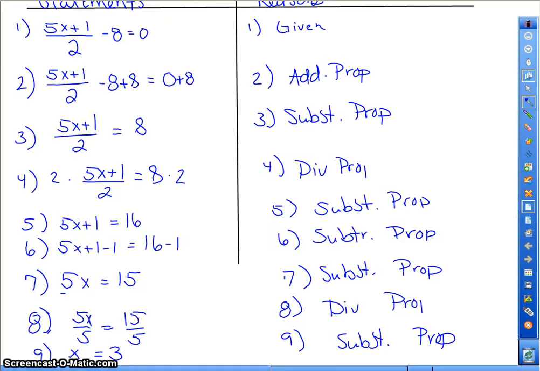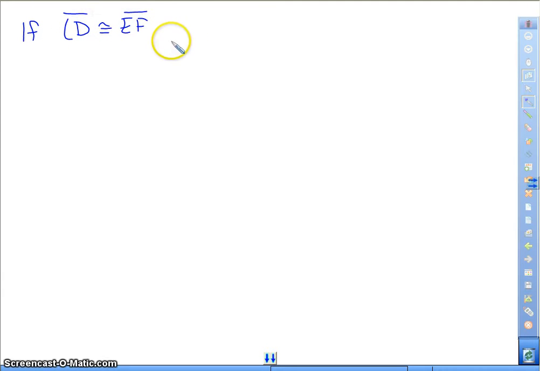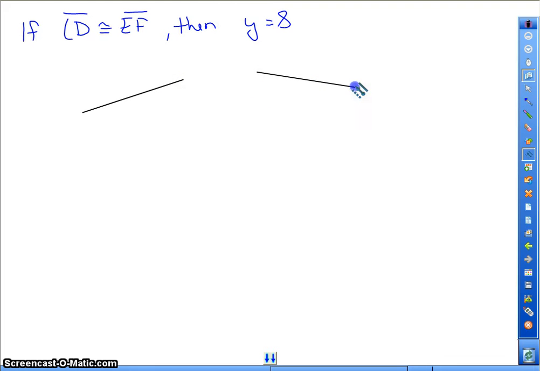Okay, let's try a geometric proof. If CD is congruent to EF, then y equals 8. And this one's going to have a couple pictures to go along with it. So this is C, D, this is E, F. CD is 3y minus 9, and EF is 15.